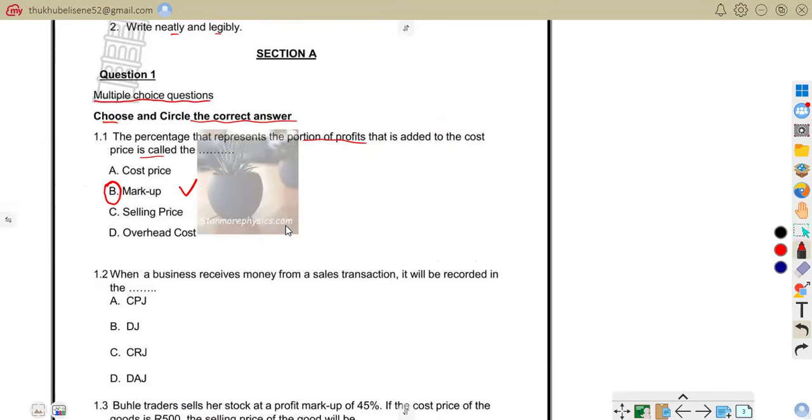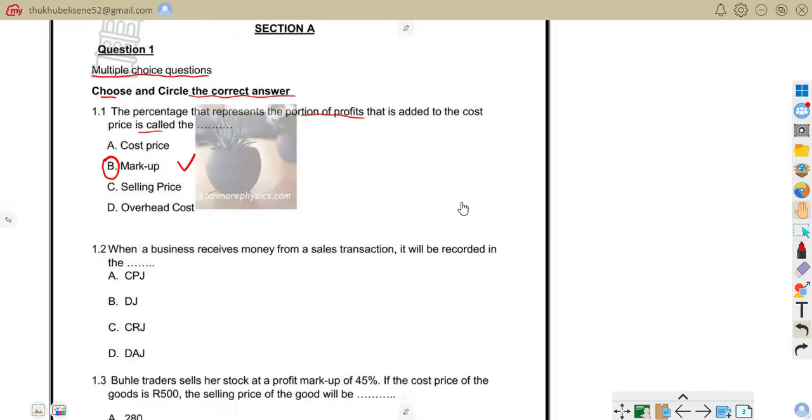We know very well that the markup is the amount that is added to the cost price of a product or service to determine its selling price, usually expressed as a percentage of the cost price. It is the difference between the selling price and cost price, representing the profit or margin. Hope you understand it. Thank you. Let's move on to 1.2.